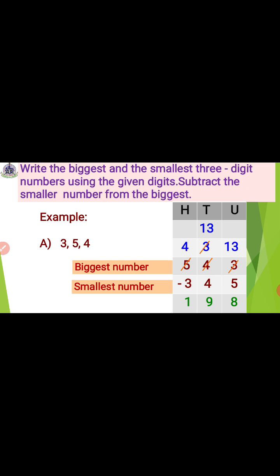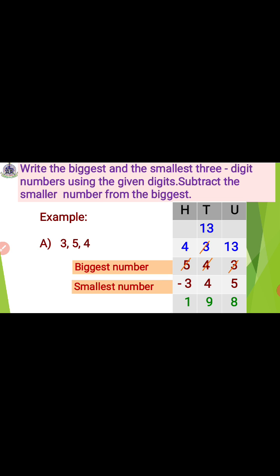Here what you have to do? We have to see the number. What is written? Write the biggest and the smallest 3-digit numbers using the given digits. Subtract the smaller number from the biggest. The number is 3, 5 and 4. First what we have to do? We have to make the biggest number and the smallest number. So how we can make the biggest number?